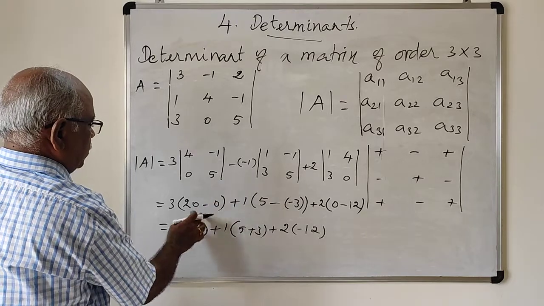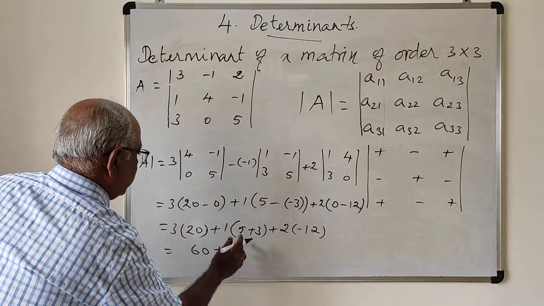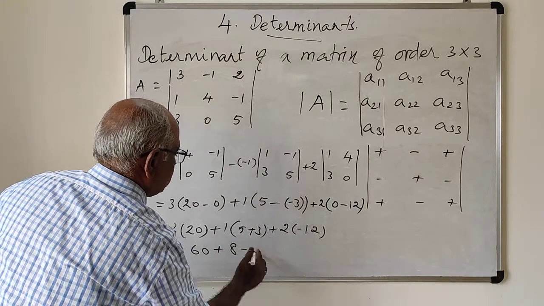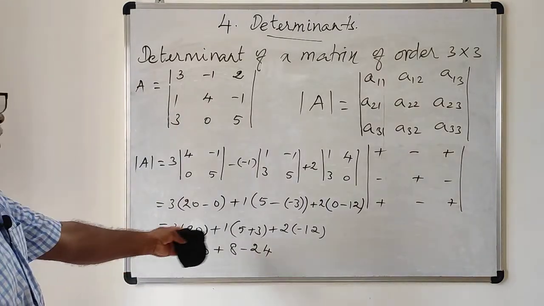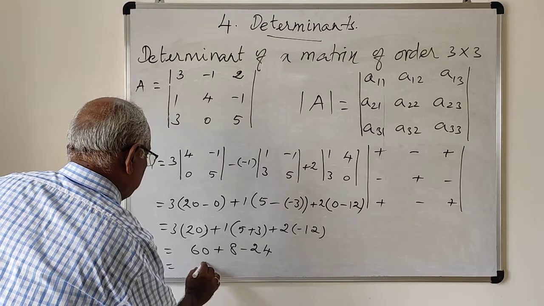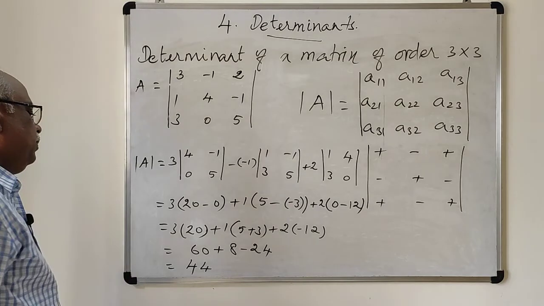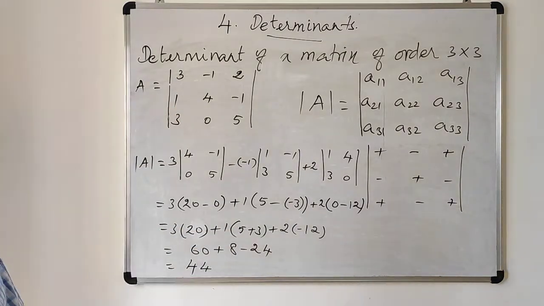So 20 minus 0 is 20, so 3 twenties are 60, plus 5 plus 3, 8, into 1 is 8, minus 2 twelves are 24. 68 minus 24 is 44. So your answer for this determinant value is 44.